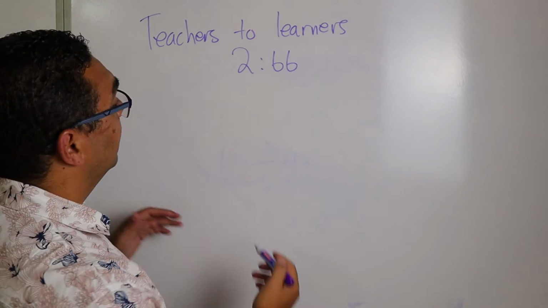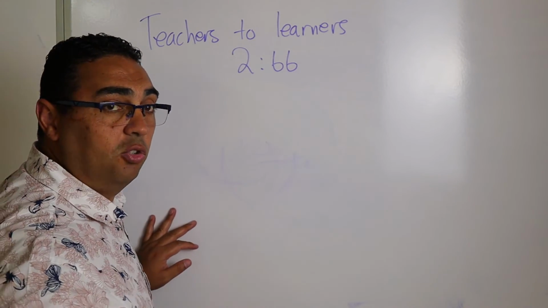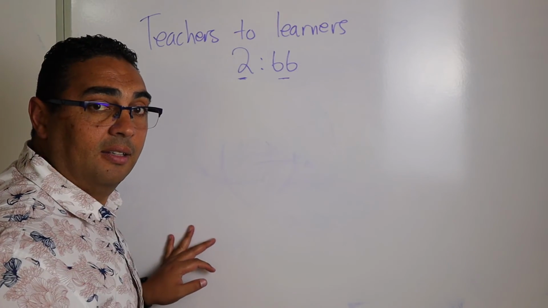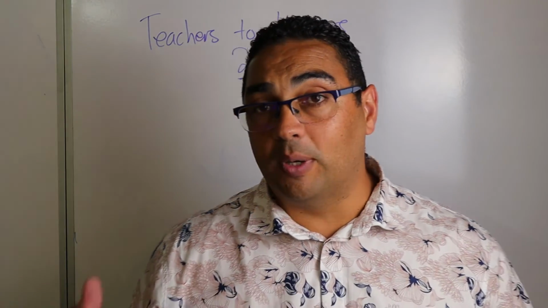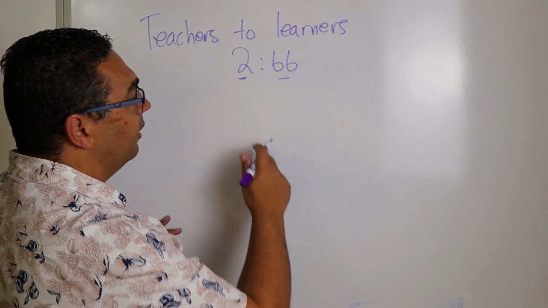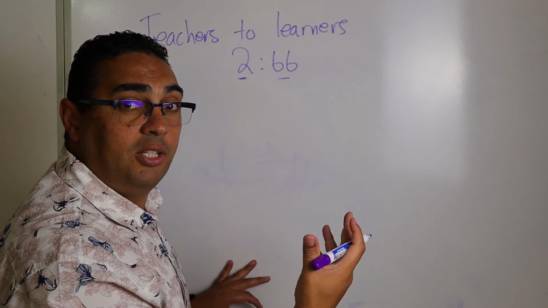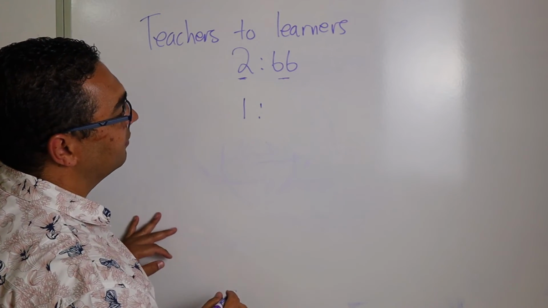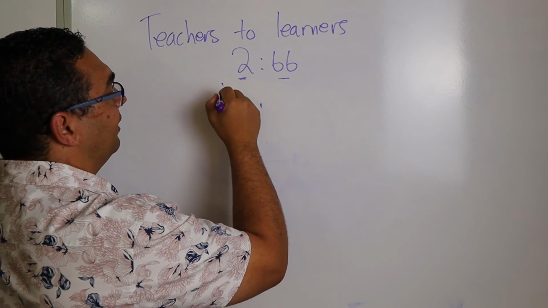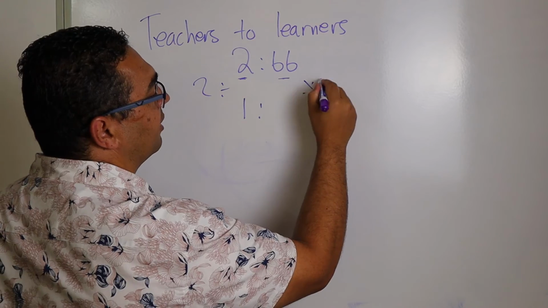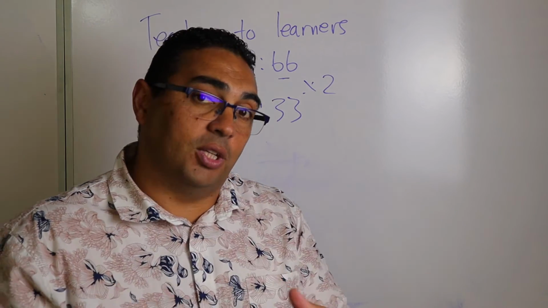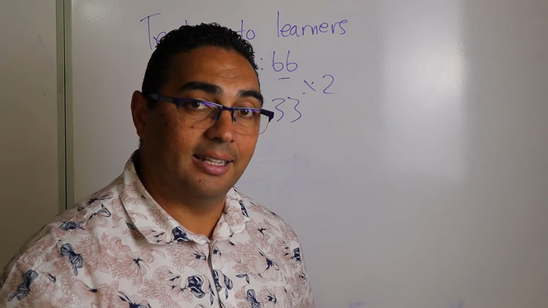Here's another example. We've got a ratio of teachers to learners. 2 teachers to 66 learners. Now, when we look at this ratio, we can already simplify it and say, well, if it's 2 teachers to every 66 learners, and we want to bring it down to 1 teacher, what did we do? We divided that by 2. We're going to divide this side by 2. And that means there's a ratio of 1 teacher to every 33 learners.